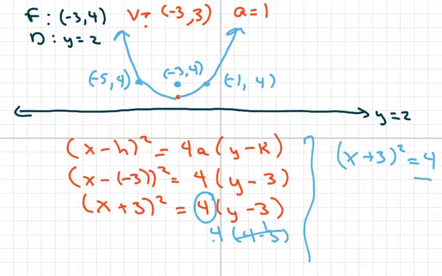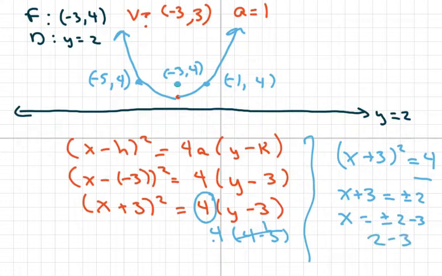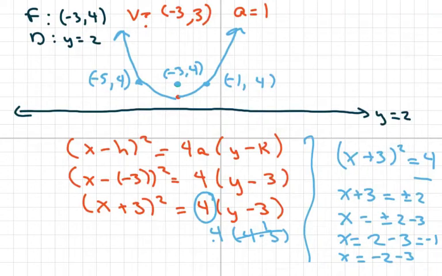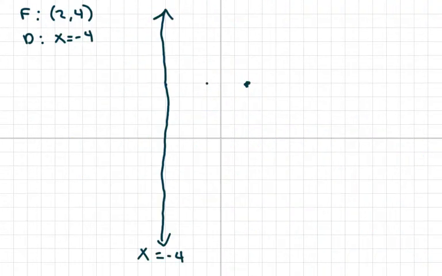Square root both sides, you get x plus 3 equals plus or minus 2. So x equals plus or minus 2, and subtract the 3. So that's going to be 2 minus 3 and negative 2 minus 3, which gives you your negative 1 and gives you your negative 5. I'll just put it there because it's moving it. Okay. Now for the last one, we have this one.